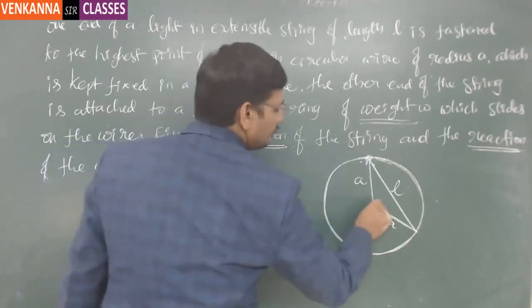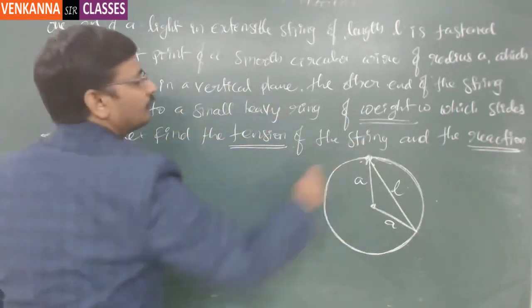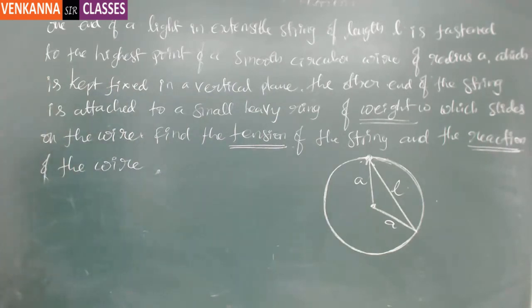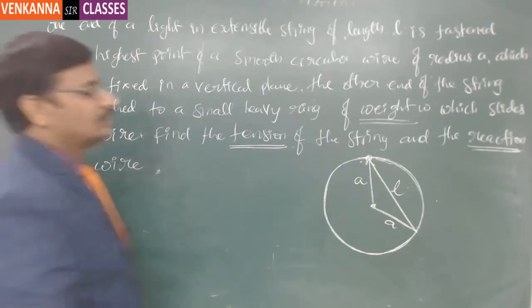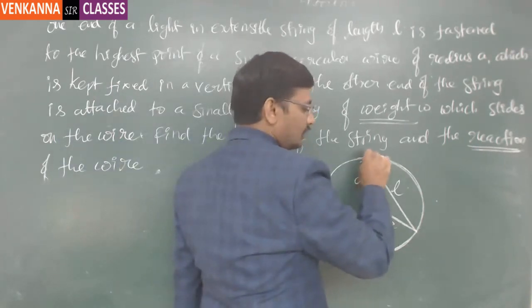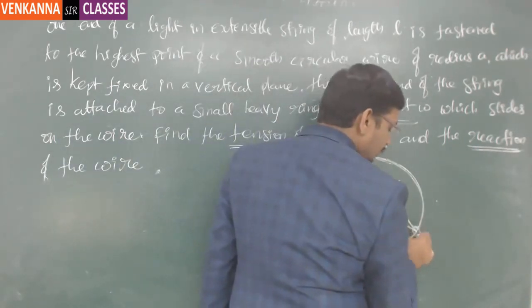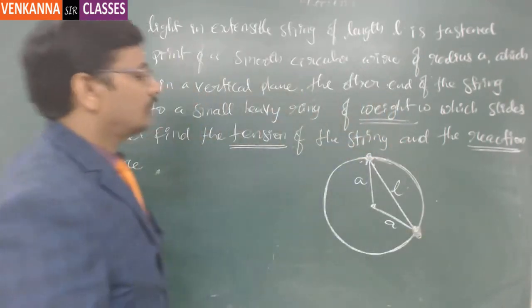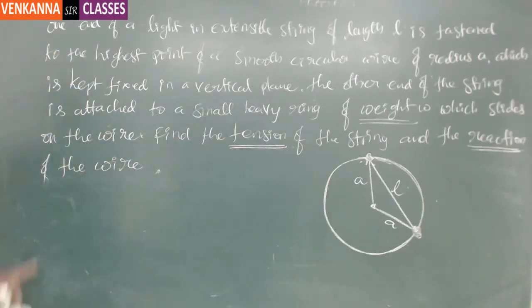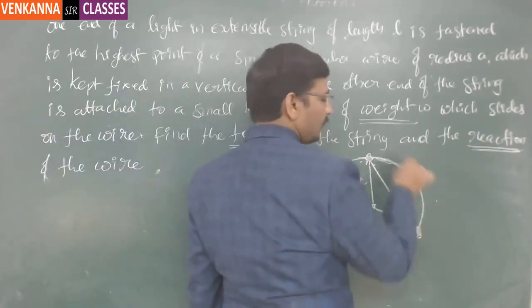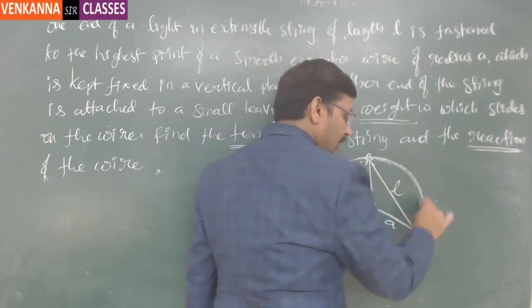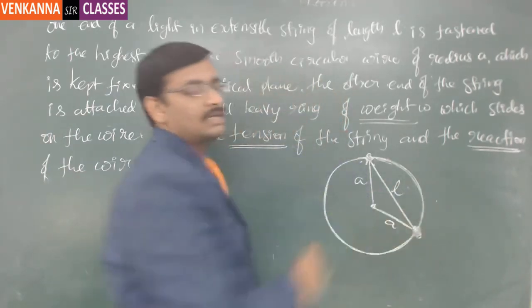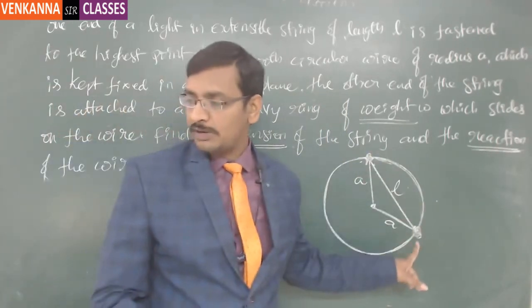So let us say there is a support on this particular ring. The other end of the string is attached to a small heavy ring. So one end is fixed at this location and the other end is fixed with a small heavy ring. So this is the small heavy ring, of weight W, which slides on the wire. So if you keep this particular heavy ring here, automatically it will come down like this, and it will be present at this particular point because of the weight of this ring.